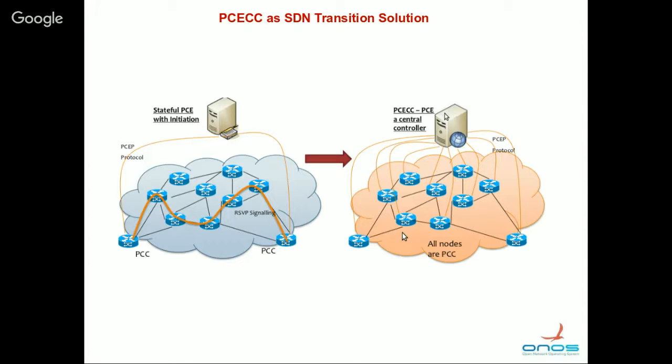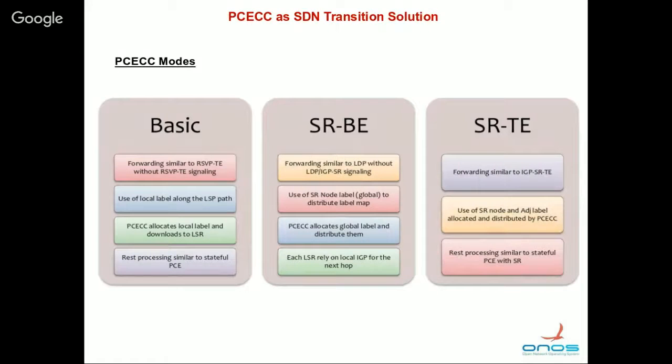Okay, so this is about the PCECC. This is the SDN transition solution. It is completely moving the signaling protocol, as well as the label distribution and the computation, outside the network. Okay, so here we have the idea of supporting this in the next release. We are planning to support these three basic modes of PCECC. We'll support stateful PCE as well as PCECC modes. So we have three modes we are planning to support: basic, SRB, SRT.